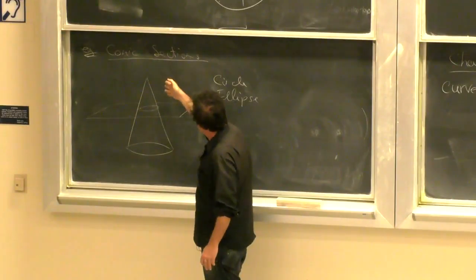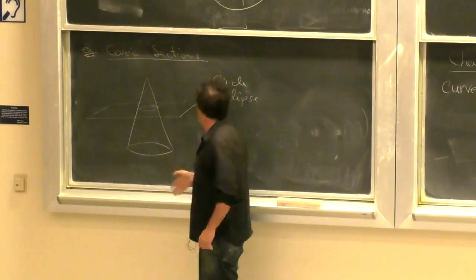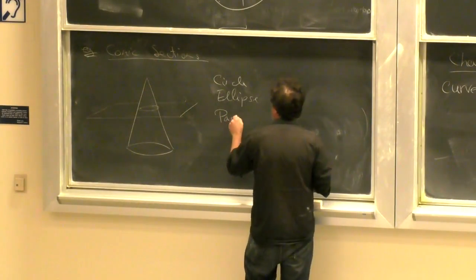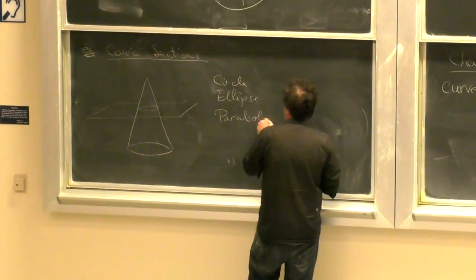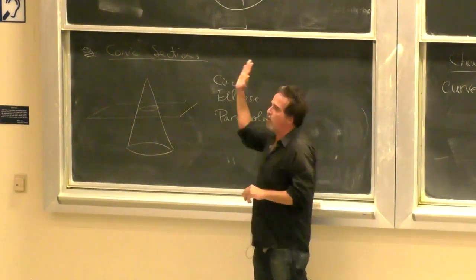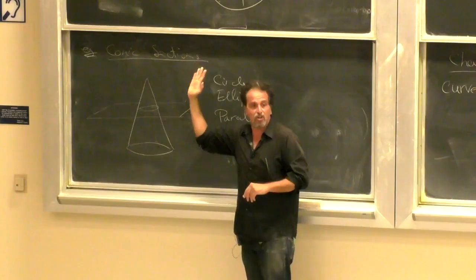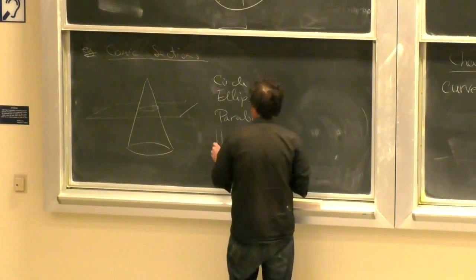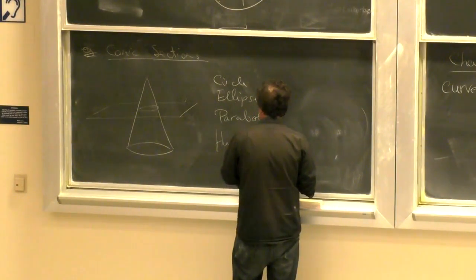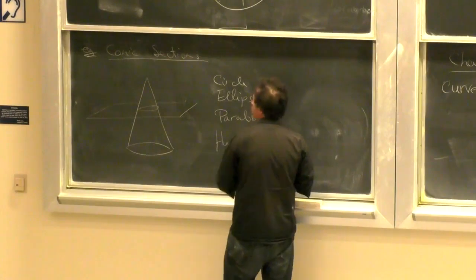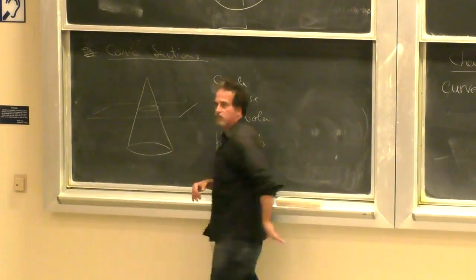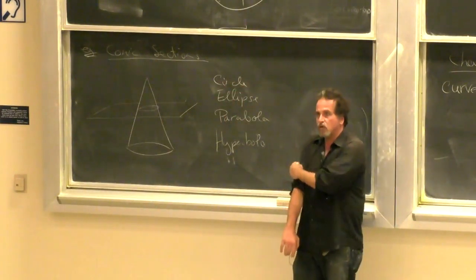tip it some more so that you're parallel, right? So that you're running parallel to one of these sides. You get a parabola. And tip it some more so that you're effectively vertical. You get a hyperbola. These are the conic sections, okay? Because you're cutting a section of a cone.